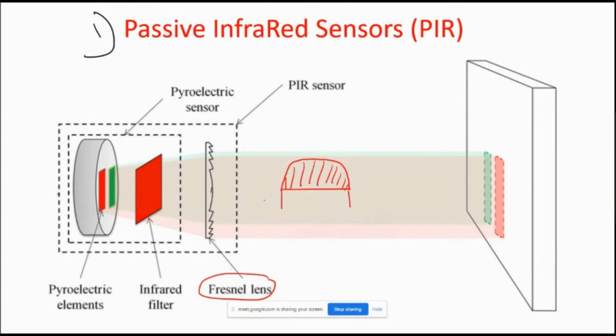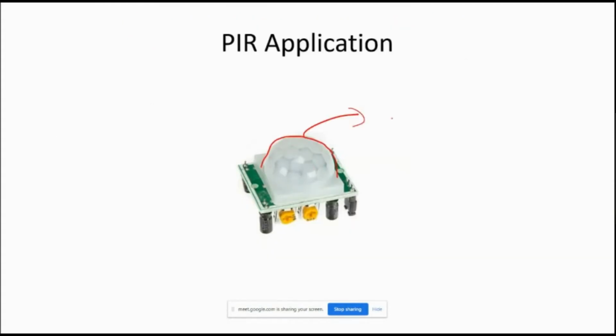Okay, the job of this lens is to collect the IR radiations which are falling on the sensor and then focus that towards the sensor. This dome-like structure I am talking about, this is the lens.